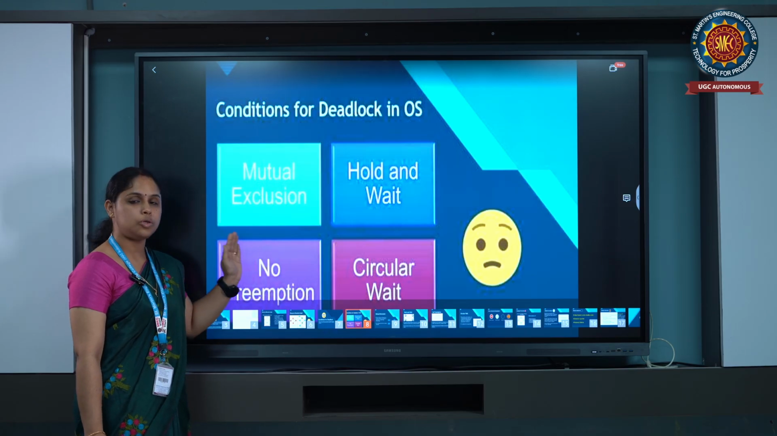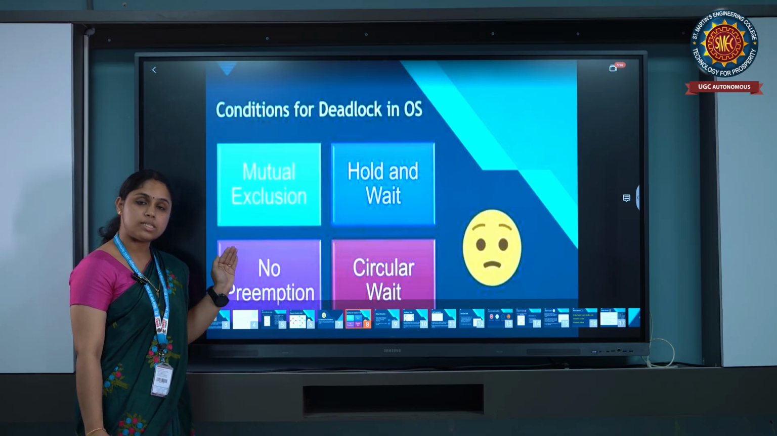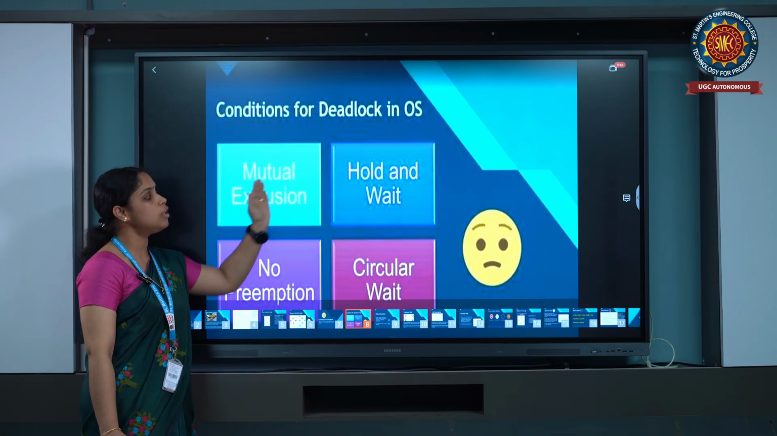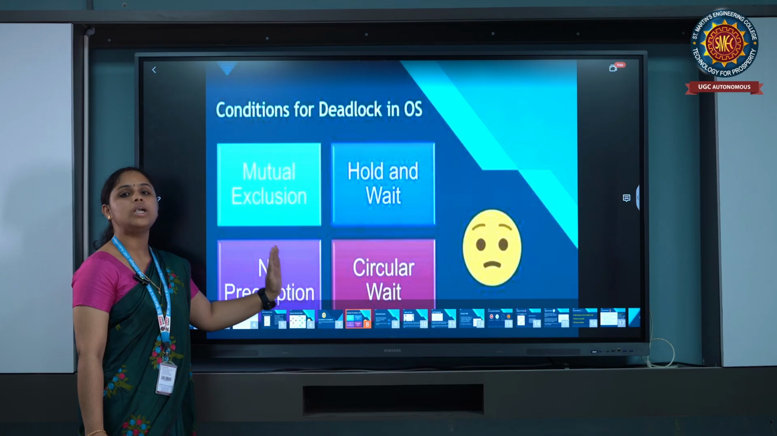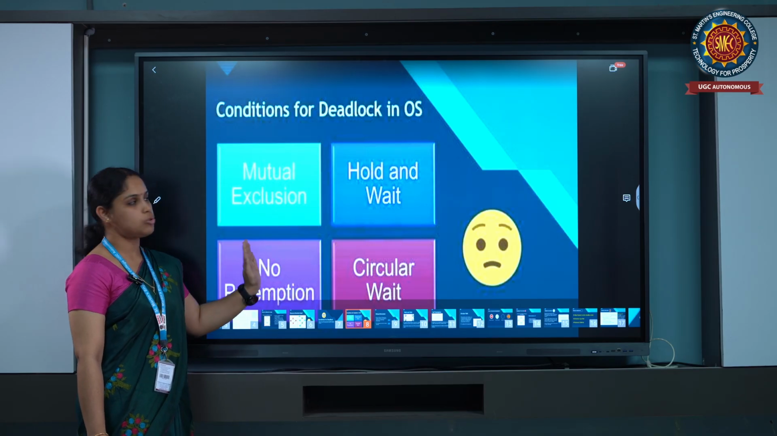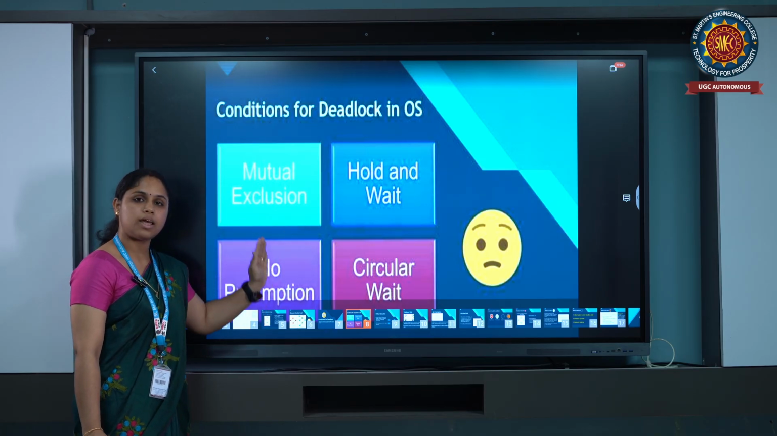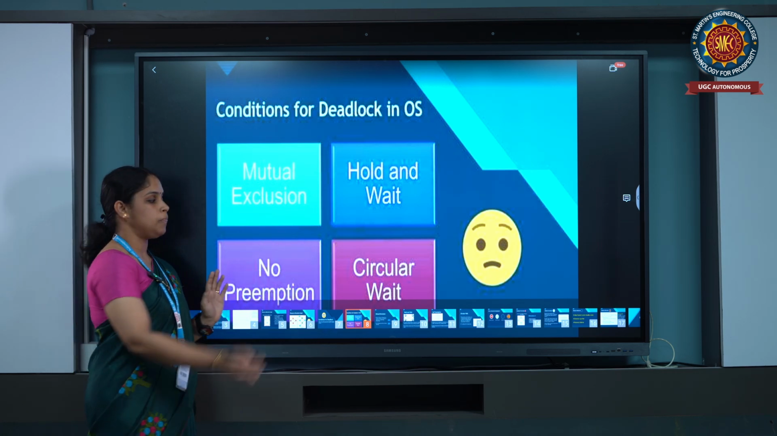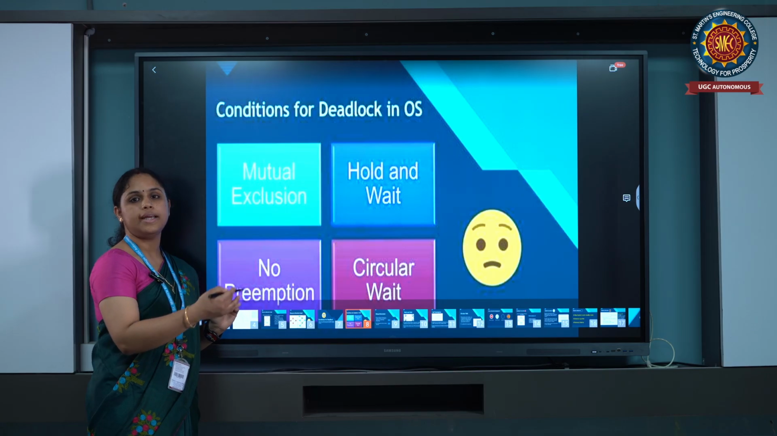It is a necessary condition, because only if the system has all four conditions is there a possibility of deadlock. So you can call them the necessary conditions leading to deadlock in an operating system. We will discuss each condition one by one.